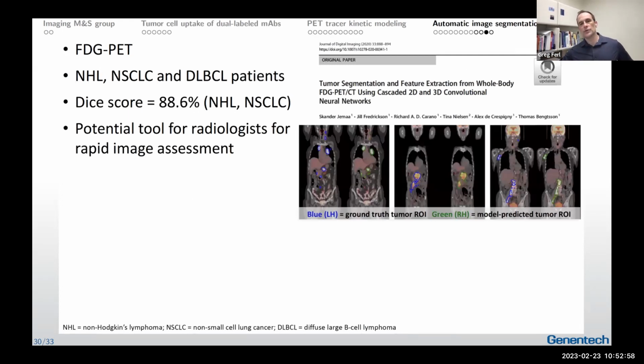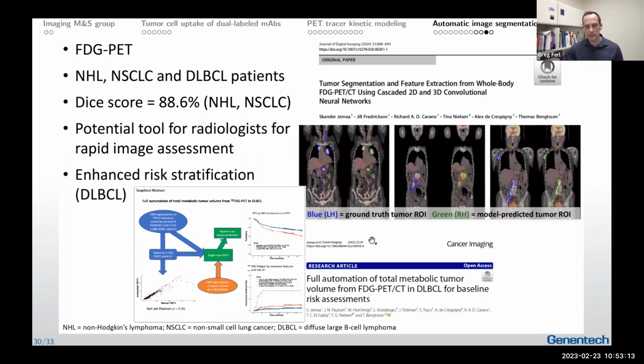They've developed tools that are meant to assist radiologists, for example, in segmenting lung lesions and lymph node lesions in non-Hodgkin's lymphoma and lung cancer patients. These are meant to be tools for rapid initial assessments of images. They've taken it a step further and developed similar tools to estimate whole body tumor burden and then relate that to an estimate of clinical outcome, so-called enhanced risk stratification for lymphoma patients.